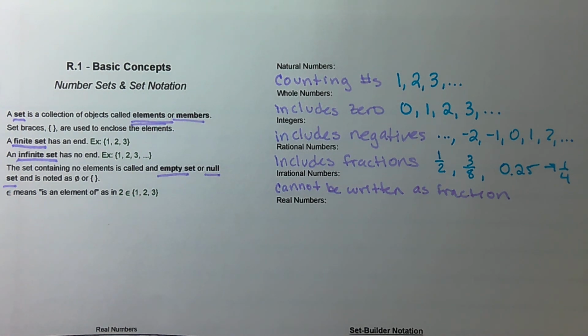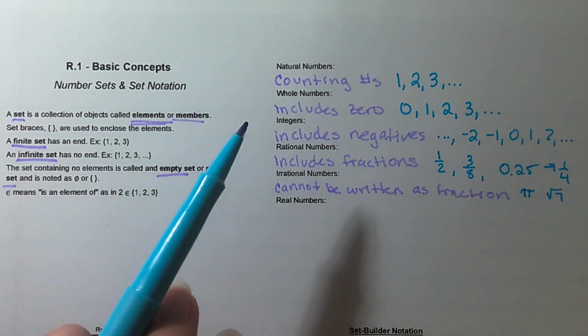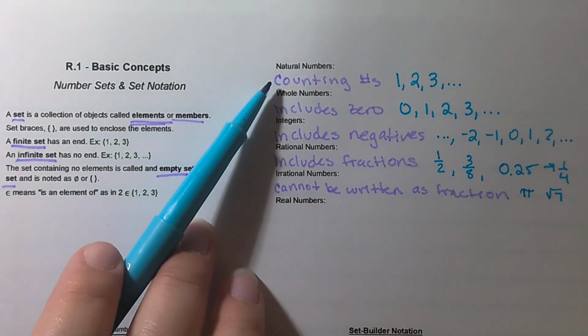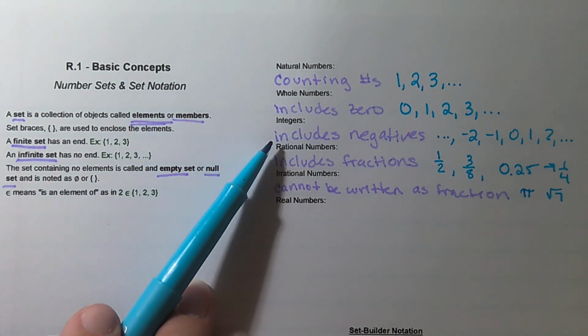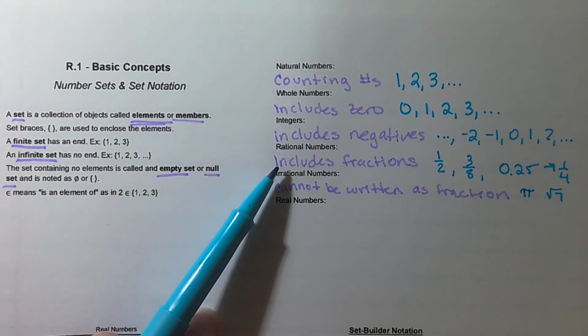Irrational numbers, then, are the ones that cannot be written as a fraction. Those would be things like pi or maybe the square root of 7. Be careful not to think that just because you see a square root sign in a problem, it is automatically an irrational number, because the square root of 16, for example, is 4. And 4 would be classified as a natural, a whole, an integer, and a rational number.